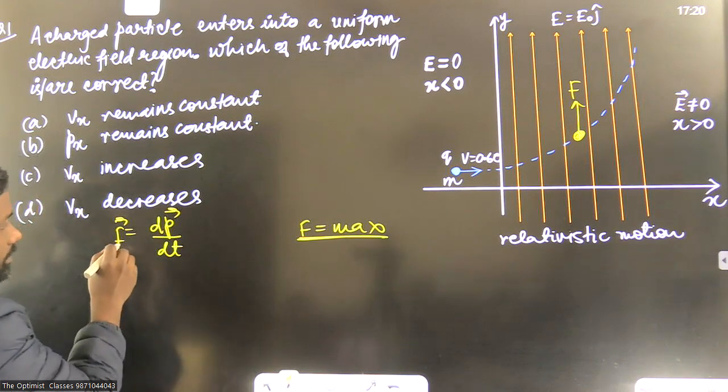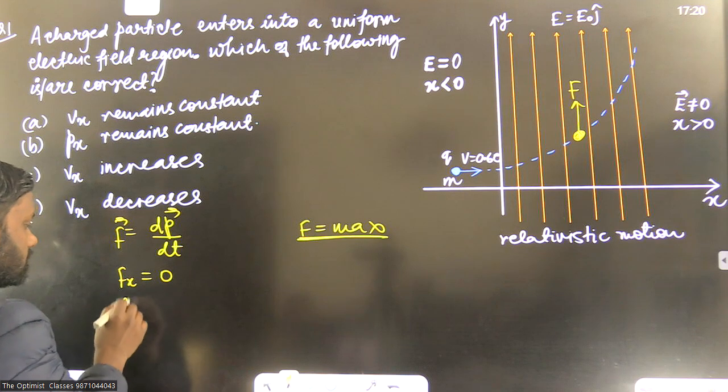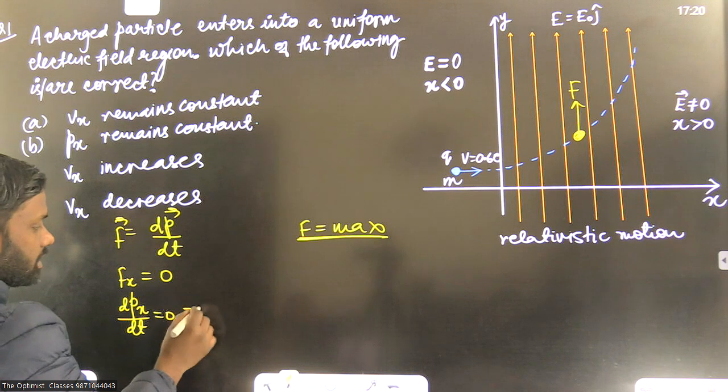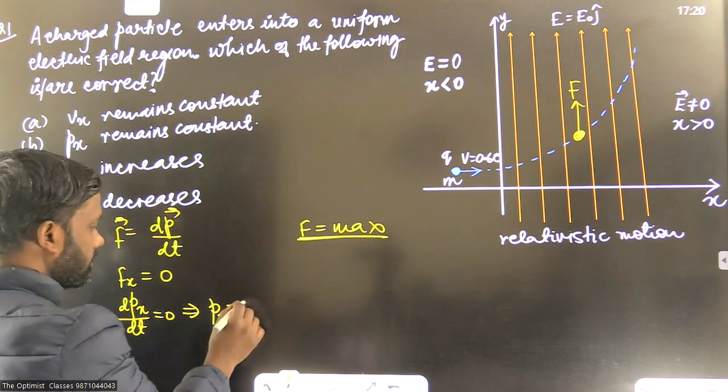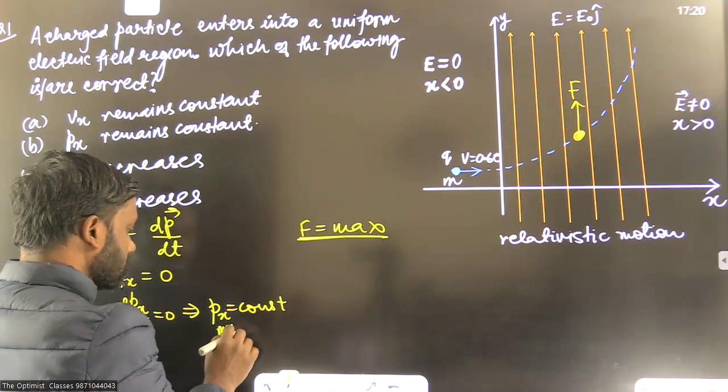So we can say that the x component of force is 0 here. If the x component of force is 0, then dpx by dt is 0. So this implies that px is constant. Now px can be written as m into vx, which is constant.